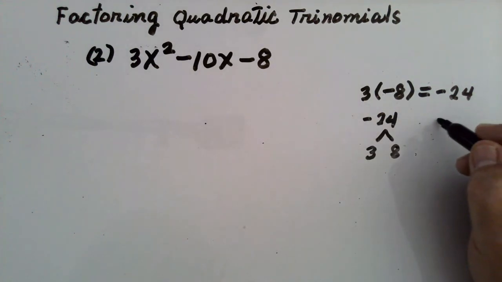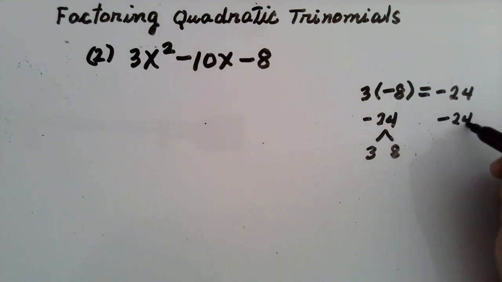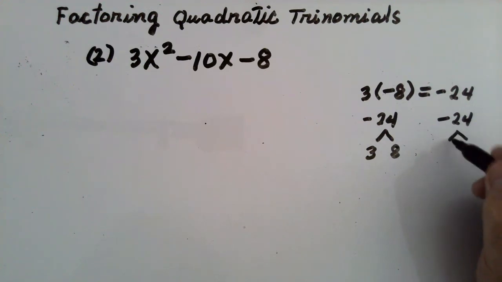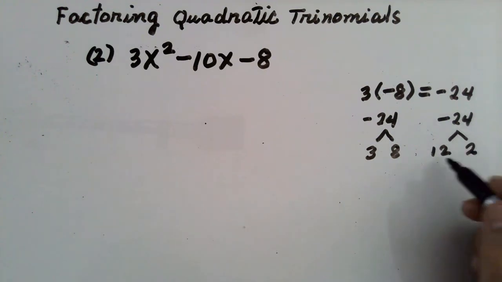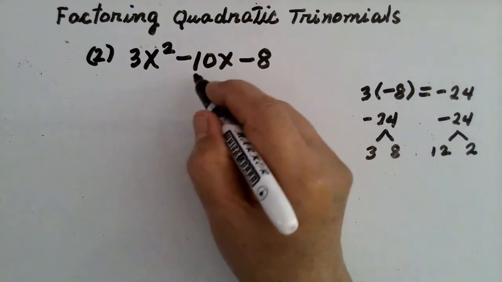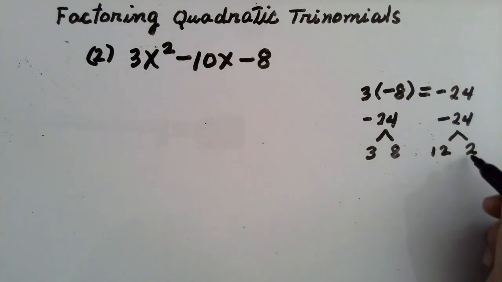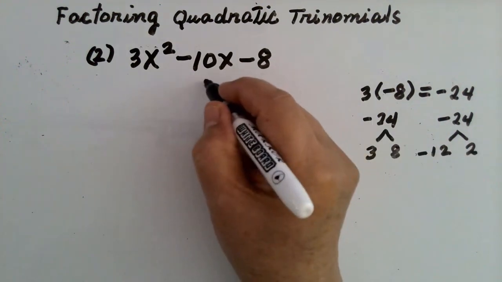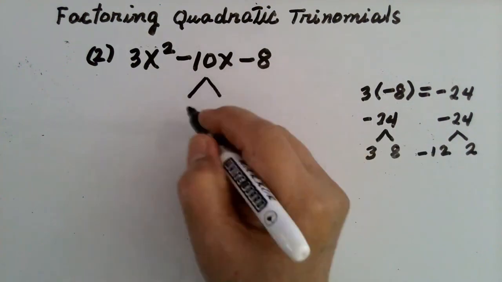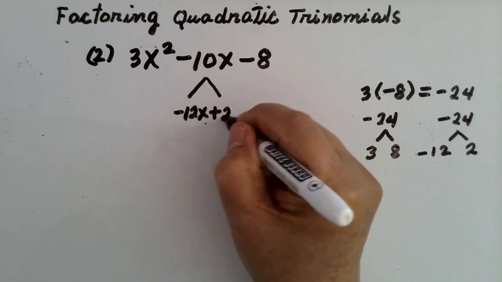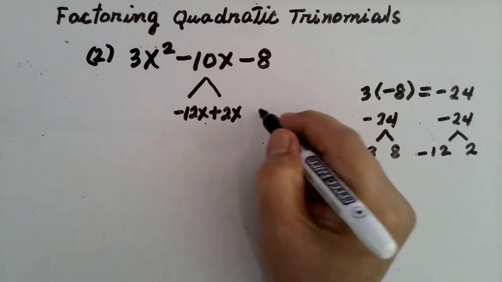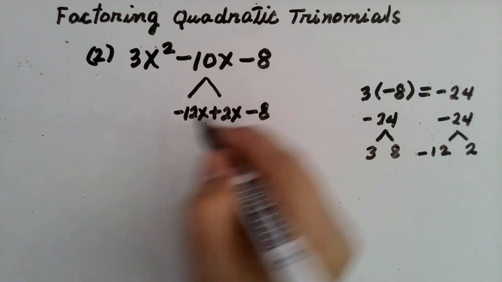So try other factors. Let us try 12 and 2. 12 plus 2, 14, not equal to negative 10. 12 minus 2, 10. If we make this negative, negative 12, positive 2 is negative 10. So I split this into plus 2x, then minus 8.